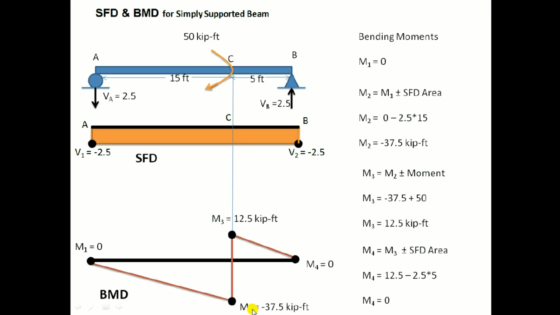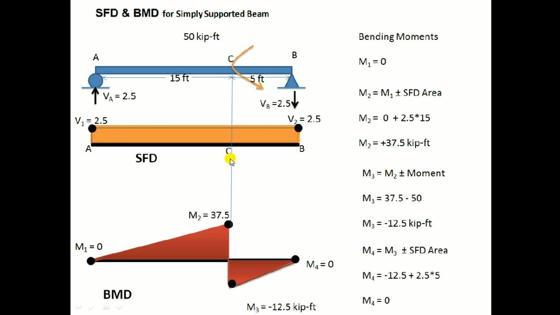And M4 is equal to M3, the previous moment, plus or minus the SFD area. The SFD area between C and B is equal to 2.5 into 5, where 5 is the span and 2.5 is the shear. We will subtract it because it is downward, below the baseline. Thus M4 is equal to 0. This is our check that M4 at the end must be 0 because here it is a pin. So M4 must be 0. This is the BMD diagram for this case.